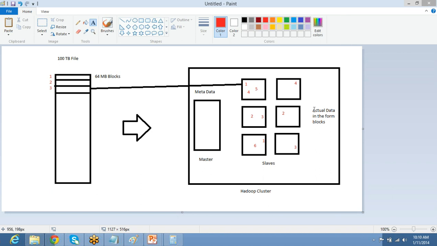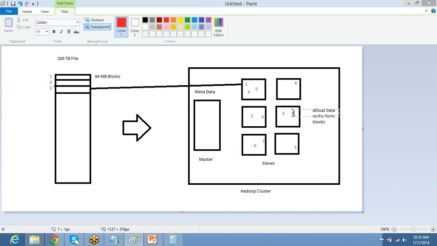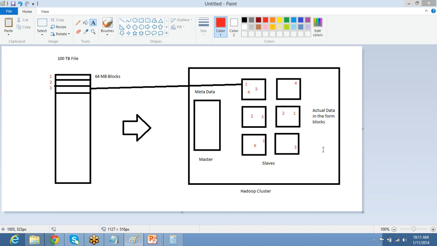So what's the reason that we are storing multiple copies? Before that, let me ask one question and I'll answer it myself. How many copies are there by default in the cluster? By default there are 3 copies of all the data blocks, of all the data in the cluster, which you can increase or decrease according to your requirement. So by default it is 3 copies.